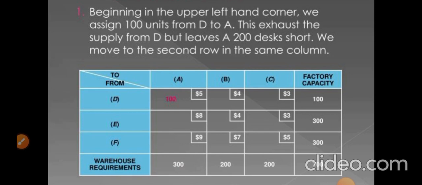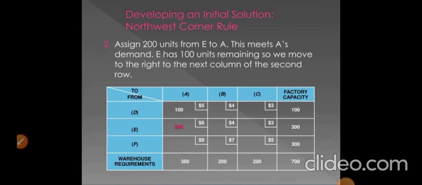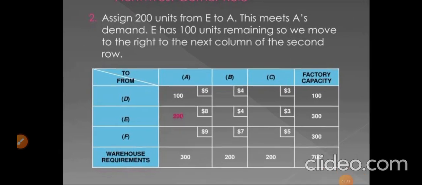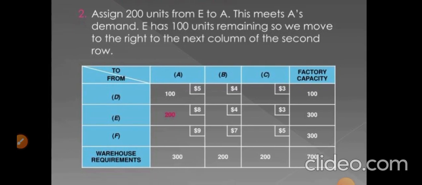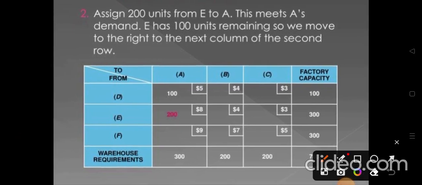The next cell is 2,1. Assign 200 units. In this we have 200, and on this side the factory capacity we have is 300. So allocate 200. Strike out that 200 fully, and the balance is 100. Here you have 100. So strike out that entire column.